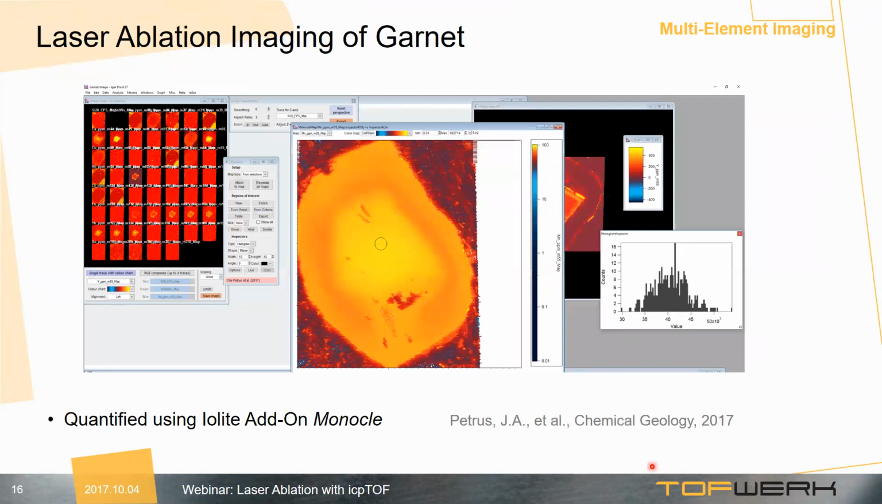Okay, then there's a recently published add-on for iLite called Monocle. This is the reference here. And this actually gives you a flexible tool of interrogating these element maps. So for example, you can define regions of interest, and you can get real-time information about certain areas. For example, here, this gives you a histogram of the concentration of manganese in this case. But you can also create normalized rare earth element patterns in real time with the software. So this is particularly useful for geologists, but I think it may also be applicable to other samples.